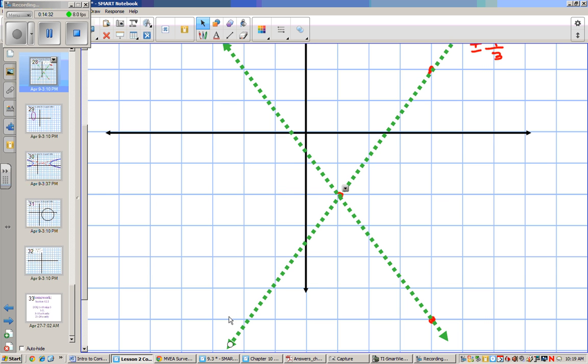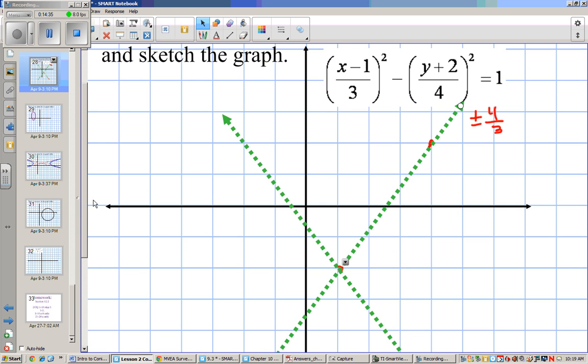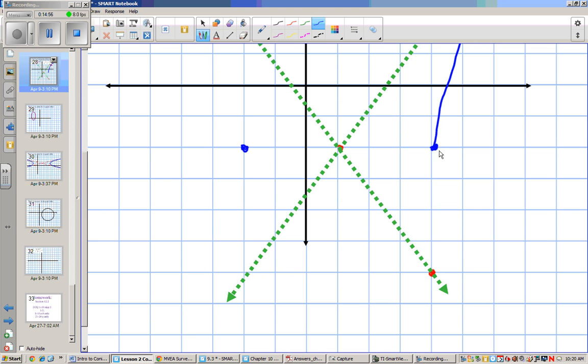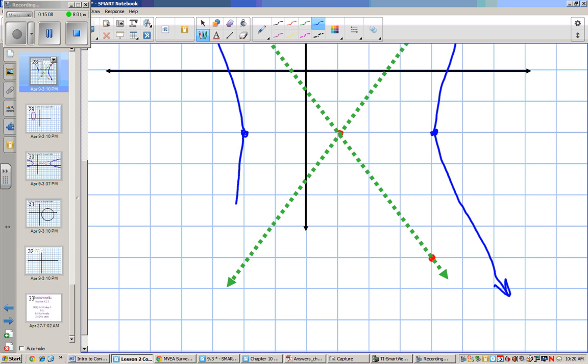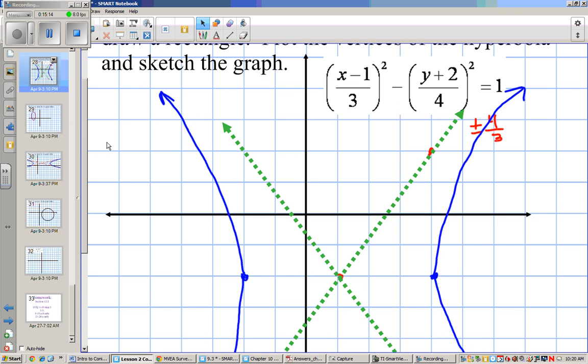So those are the slopes of my asymptotes, which guide me in making my hyperbola. Since this is positive, it's going to open in the x direction. And my radius is 3, so I'm going to go out 1, 2, 3 from my center point. I'm going to use this as my guide to get closer and closer to those asymptotes. So it's going to come here and get closer and closer to that asymptote. And over here, it's going to come up, get closer and closer to this asymptote, and in the opposite direction, get closer and closer to that asymptote. So this is a decent drawing of our hyperbola.